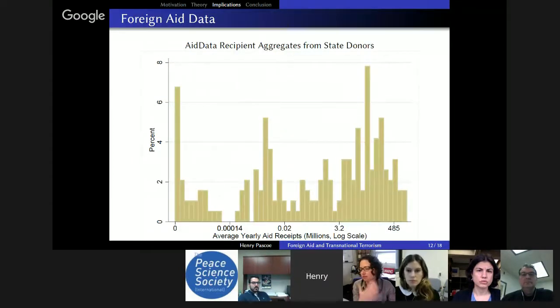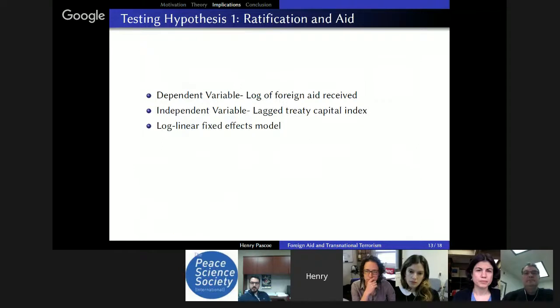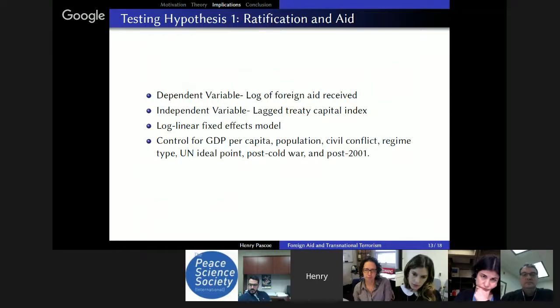To measure foreign aid, I use the AidData recipient aggregates from state donors. So it's a histogram of the average aid receipts on the log scale. And to test hypothesis 1, that ratification increases the amount of aid that a state gets, I use the dependent variable of the log foreign aid received, and the independent variable, the Treaty Capital Index, that measure of ratification, and a log linear fixed effects model. I control for a variety of things, happy to talk about during the discussion.